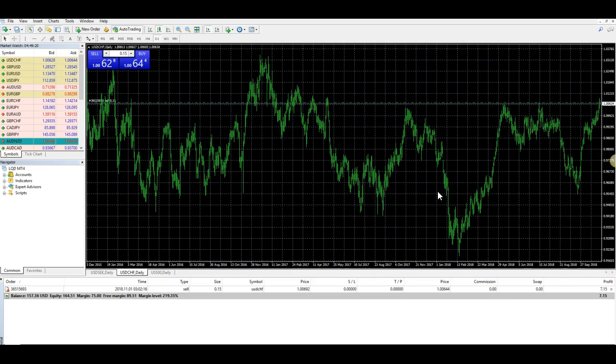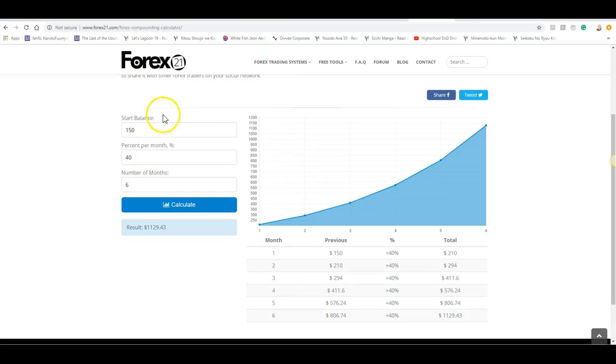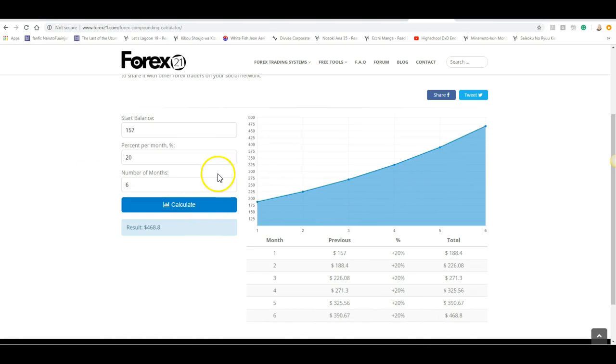Right now, I just took my first trade. So this account is basically sitting at $157. The way I'm tracking this is through Forex21.com. If I'm able to do a massive amount of growth, it'll be 40%. But at the low end, I'm looking for 20% growth. So with 20% growth for 6 months, this account should hit $416.